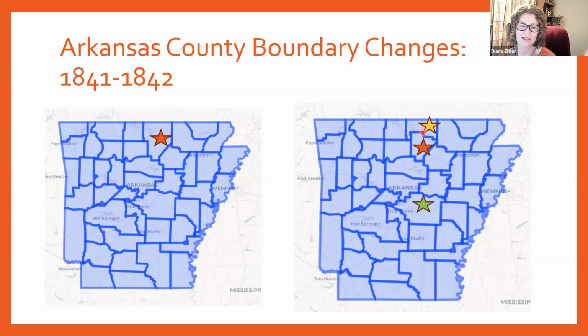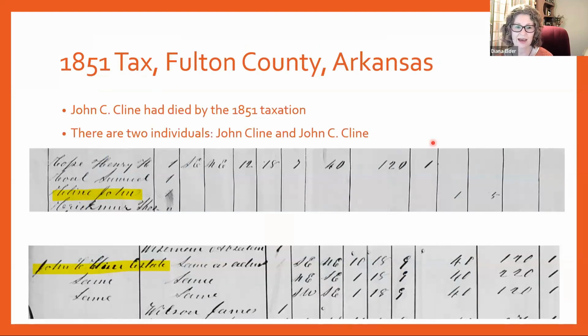And then there's John C. Klein who applies for more land, and he's in Fulton. So I feel like they were probably just living here on the border. At one time they were part of Izard, and then they became part of Fulton. I was excited to see that because then I knew I could go search the Fulton County tax records. And when I did that, I found something pretty surprising.